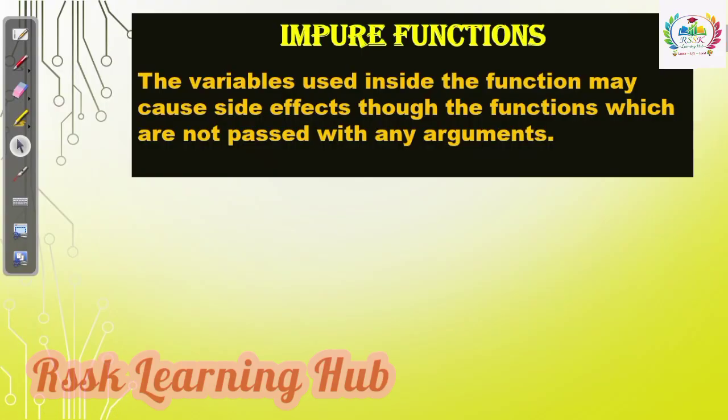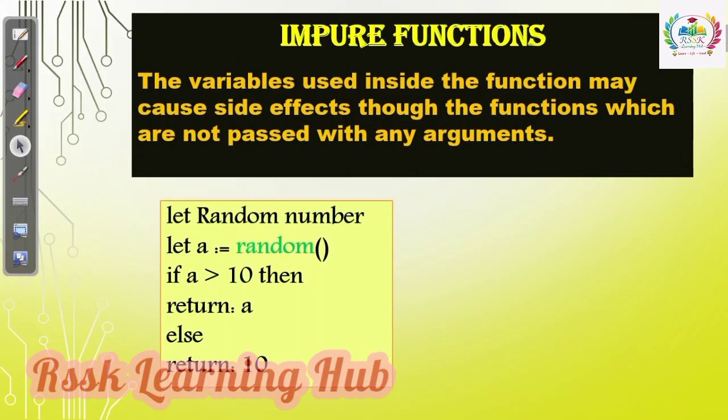Now moving to impure function. The variable used inside the function may cause a side effect, though the function is not passed with any argument. So that is an impure function. I will tell you one example for impure function. Random number. What is a random number?